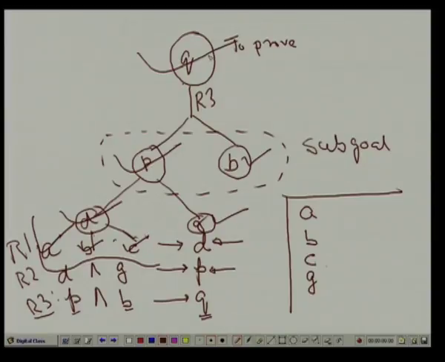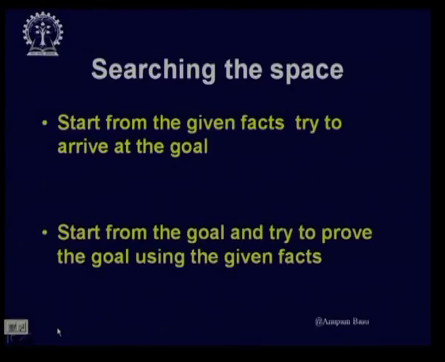So, what I have done in this case? In this case, I have started with the goal and tried to prove the goal by generating sub goals and proving the sub goals. Okay. So, we have seen two distinct ways of searching the space. Let us look at it here. Now, the example that I have given must have made it clear.